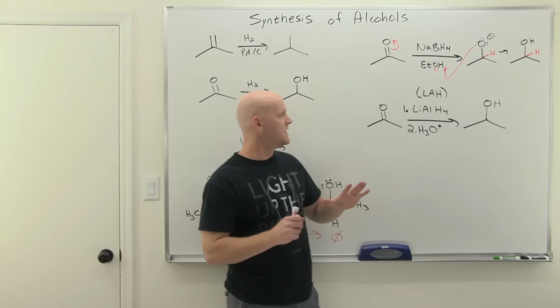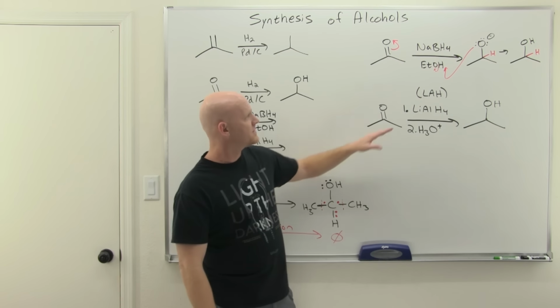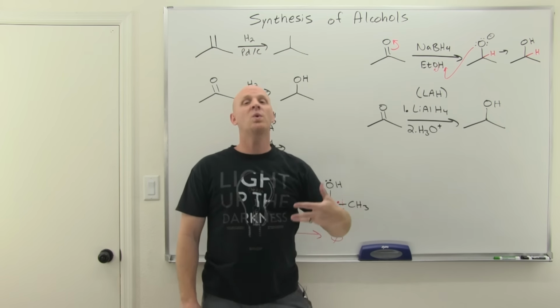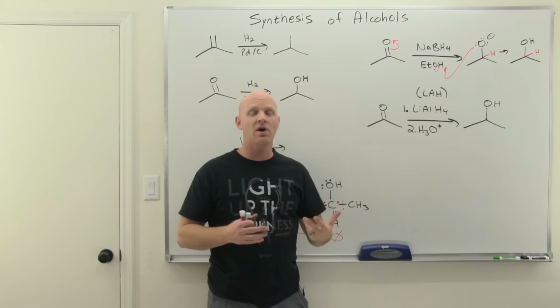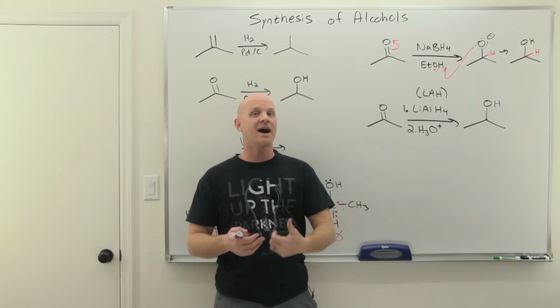All right, so to sum up this lesson, we learned that with lithium aluminum hydride or sodium borohydride, we have the equivalent of H minus. We have a polar bond that leaves hydrogen with a partial negative charge, and it acts as if it's a hydrogen anion, a hydride ion.